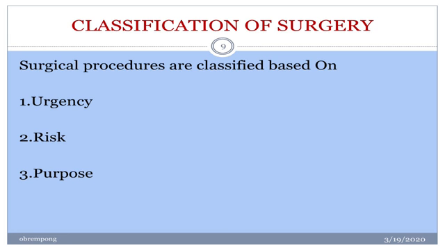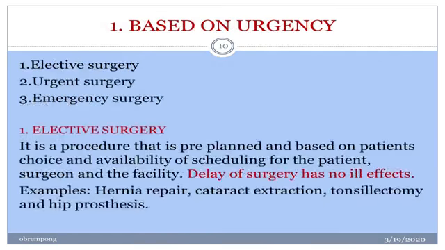Surgical procedures can be classified based on these 3 main things if an individual is supposed to go through surgery: how urgent the surgery is, how risky the surgery is, and the purpose of the surgery. So urgency as a classification, risk as a classification, purpose as another classification. So we have 3 main classifications of surgery: urgency, risk, and purpose. Classification based on urgency, we can talk about elective surgery, urgent surgery, and emergency surgery.